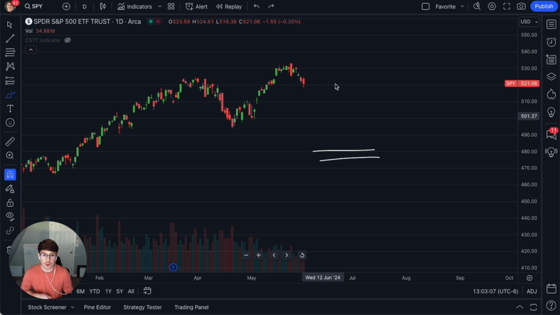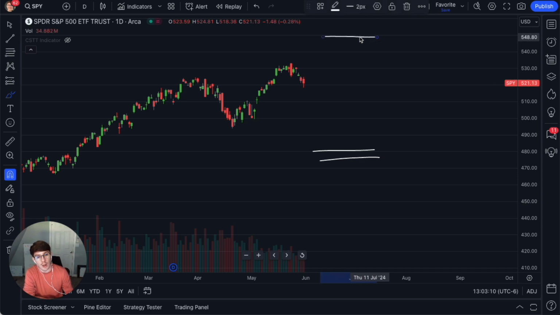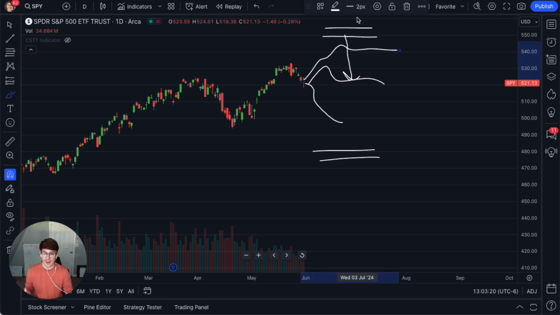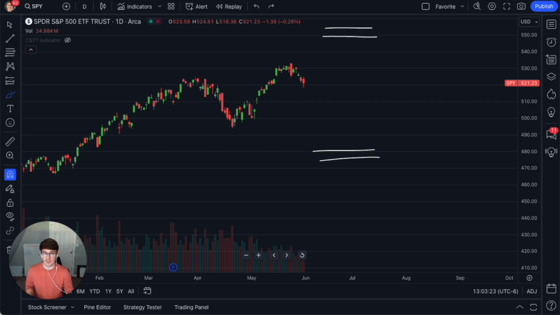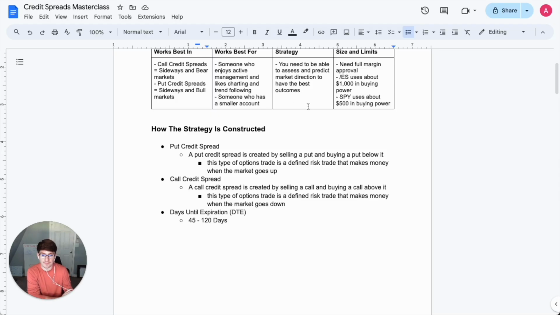Same thing, but in reverse with the call credit spreads. We're going to sell a call and then go above it and buy a call. This defines our risk, but it makes money as long as the stock stays below this level. That means if the stock goes down, we make money. If the stock goes sideways, we make money. If the stock goes up just a little bit, but stays below, we make money. So that's how the call and put credit spreads work from a structure dynamic.